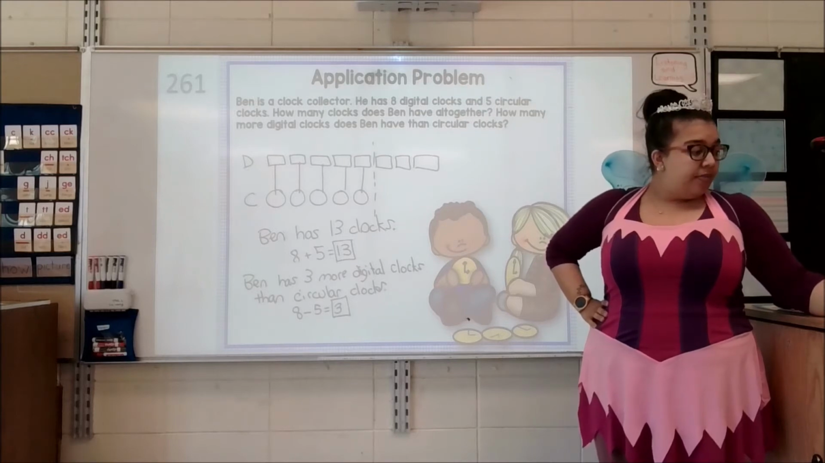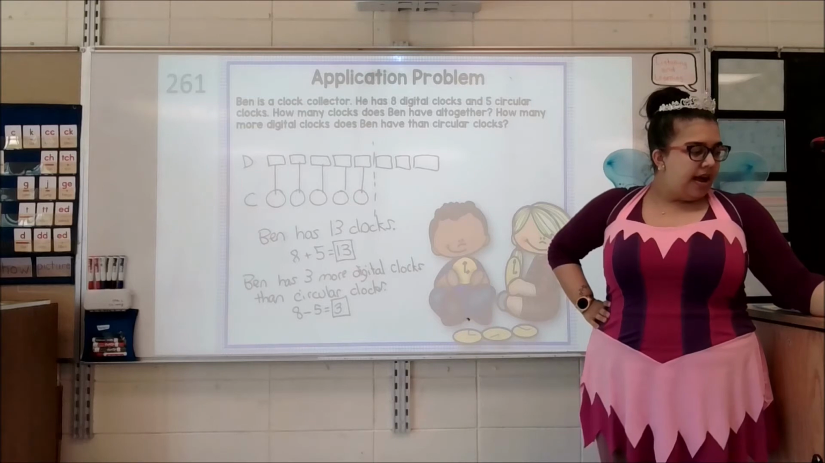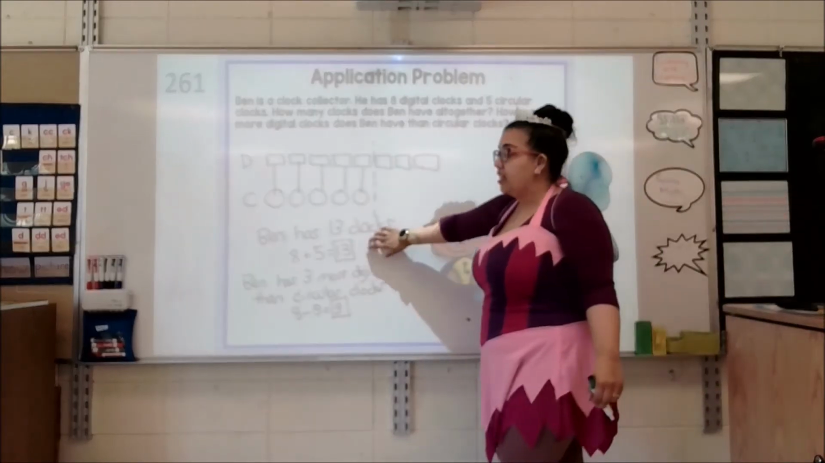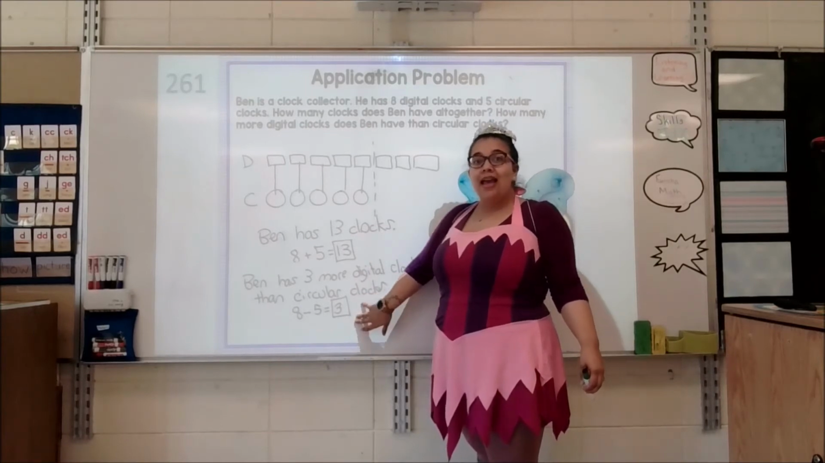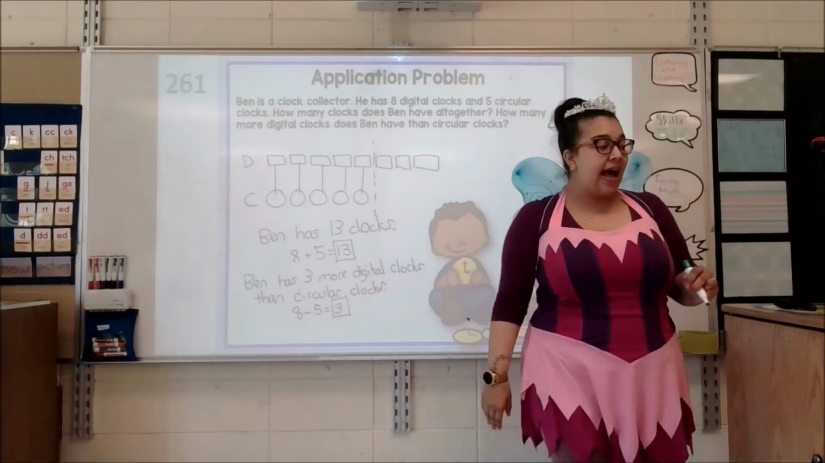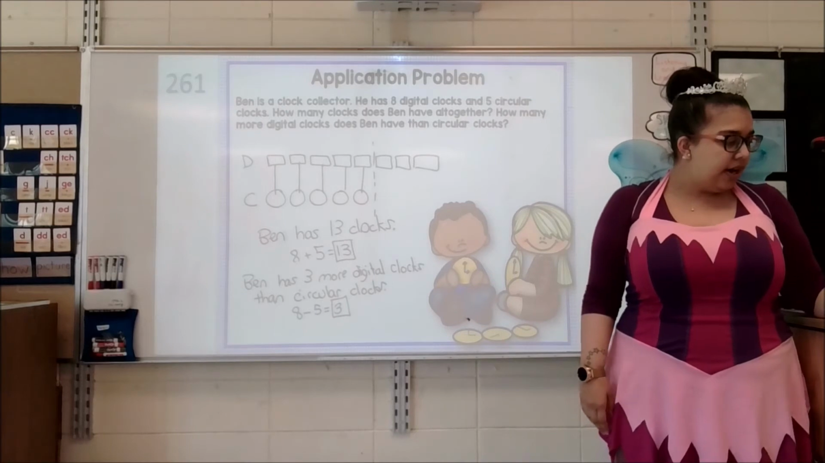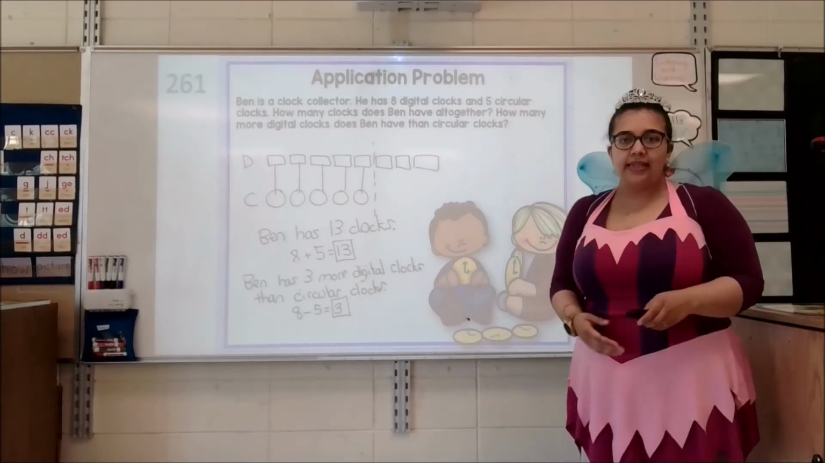No, they're not from the same number bond. Excellent, good. They're not, because on this number bond, 8 and 5 are parts. And on this number bond, 8 is the whole and 5 is a part. Good job, good job. All right, so let's get back.